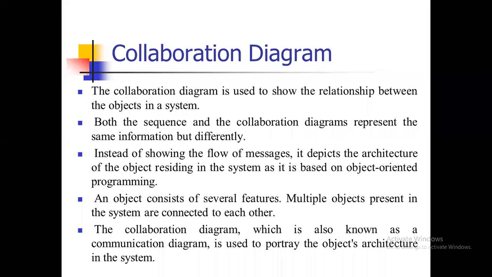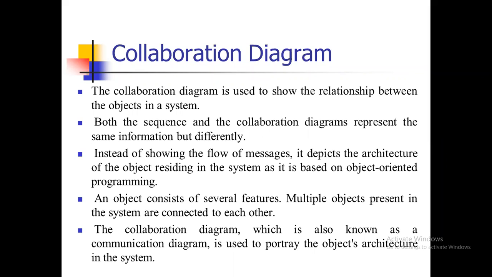Sorry, we have seen the component diagram earlier. Now we are going to see the collaboration diagram. This is the last topic from chapter number 8. The collaboration diagram is used to show the relationship between the objects in a system. It defines the communication pattern between a set of instances, and the communication between the objects is represented as a graph.